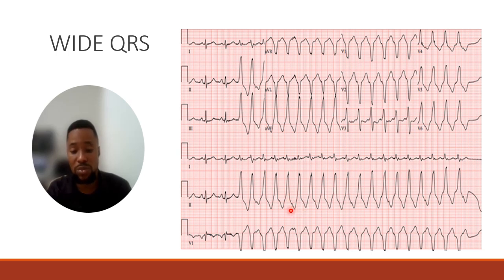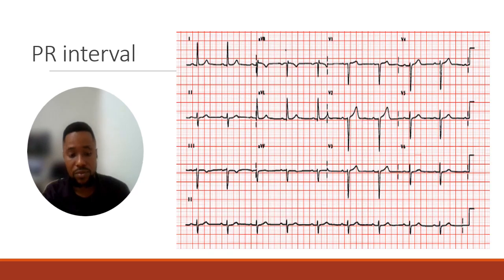Wide QRS complex means that the QRS is wider than or equal to 3 small boxes in this situation, and that is like 120 milliseconds or 0.12 seconds. So you can see that it is wide. From here to here is wide. So this is VTAC. It's still an example of wide QRS complex.